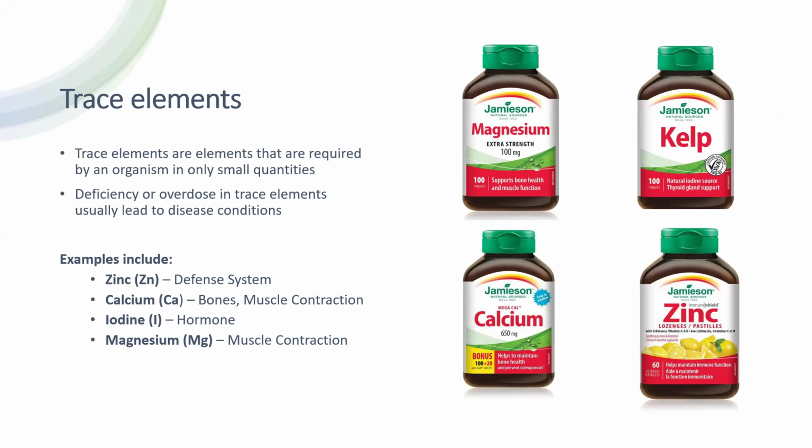So I have some examples of trace elements here. Zinc is needed for your immune system. Many people are familiar with calcium, which is going to strengthen your bones, but you also need it for muscle contraction. So having too much calcium is actually not good.